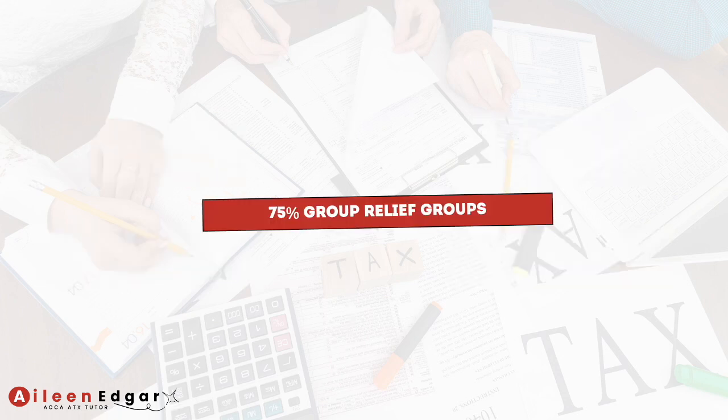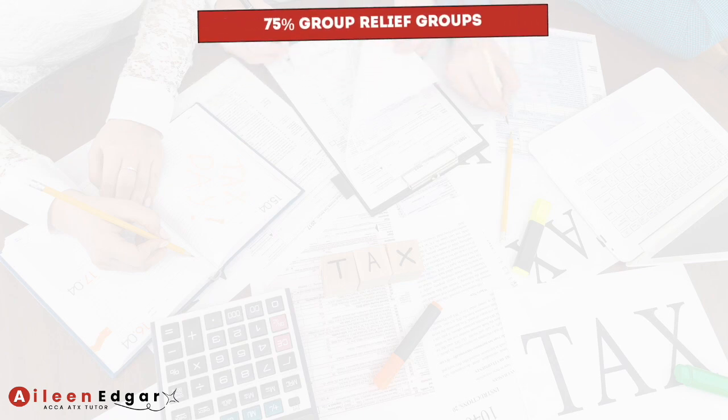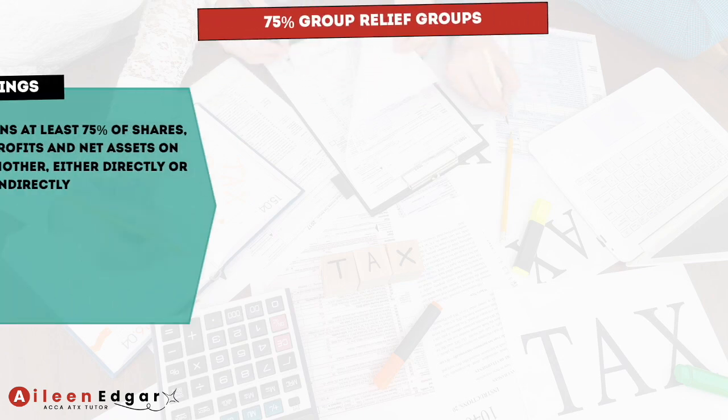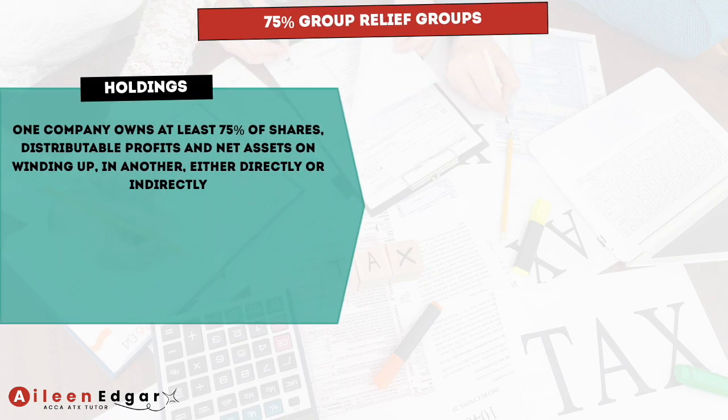Let's start with a detailed look at what a 75% group relief group actually is. How are we going to spot a 75% group relief group? Two companies are members of a 75% group relief group where we've got one company that is at least a 75% subsidiary of the other, or both companies are at least 75% subsidiaries of a third. Indeed, we can have many more companies in a group than this, but it can help just to keep things simple to begin with.